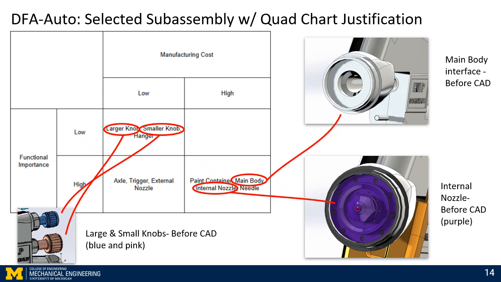Based on the assembly sequence in the product family assembly diagram, we chose a subassembly consisting of the main body, the internal nozzle, the large knob, and the small knob. We chose the main body and the internal nozzle as both of these parts correspond to high functional importance and high manufacturing costs in the quad chart. All remaining components of high functional importance could not be altered without potentially altering the core functionality, and as a result, we did not tamper with them. As a result, we altered the large and small knobs as we could easily improve handling by reducing the number of unique parts.